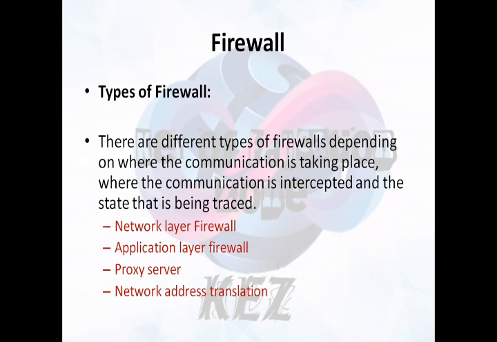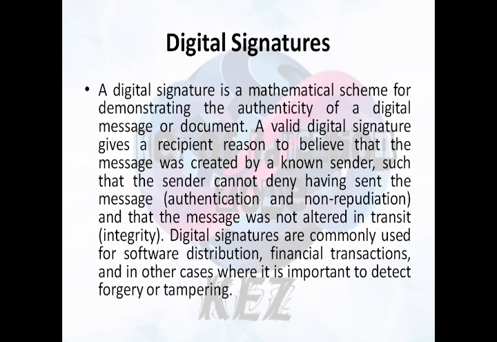Next, the very vital term is the firewall. What is a firewall? By the name, a firewall means that when somebody tries to enter, they will be fired on. That means whenever you try to enter for any type of misuse purpose, it will be blocked. There are different types: network layer firewall, application layer, proxy server, and network address translation. We will discuss that in our next lecture.